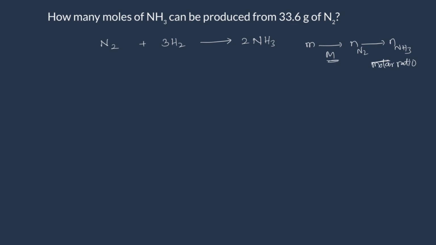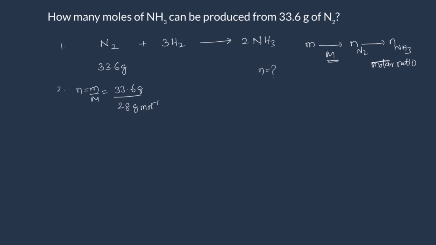So the first thing I am doing: nitrogen is given, 33.6 gram, and they are asking for the ammonia moles. This is the first point. The second point is to convert mass to mole. Mole is equal to mass by molar mass, that is 33.6 gram divided by the molar mass of nitrogen, 28 gram per mole. In case it doesn't cancel, you can keep it like this also, no problem. Then this is a mole.